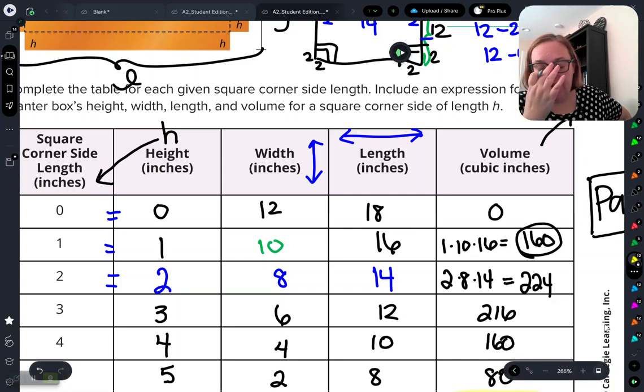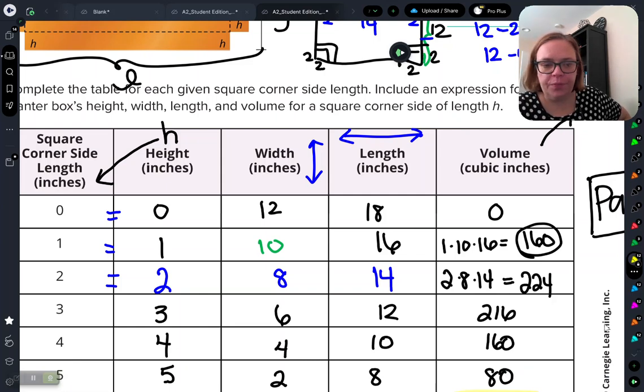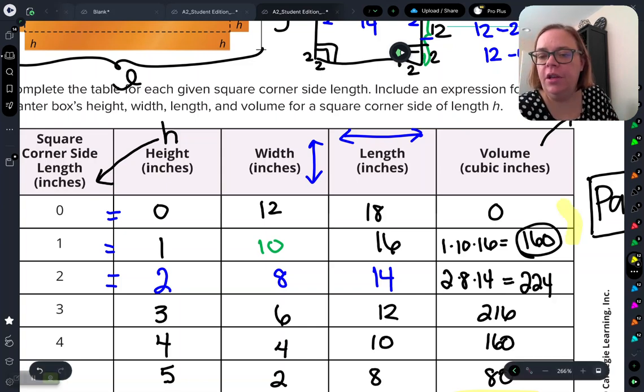So for 3, we had height of 3, width of 6, length of 12, volume of 216. For 4, we had height of 4, width of 4, and length of 10. For side length of 5, we had height of 5, width of 2, and length of 8, and volume of 80. So hopefully you guys noticed the volume was increasing and then it started to decrease.